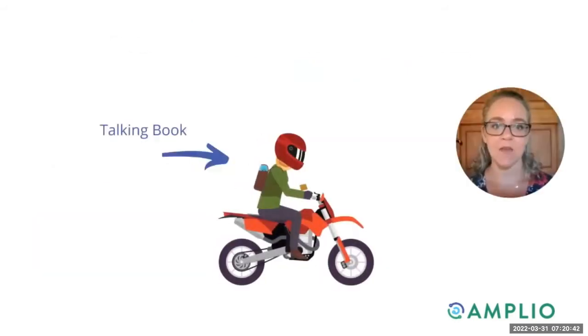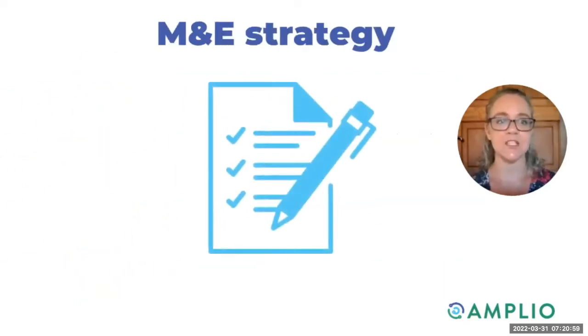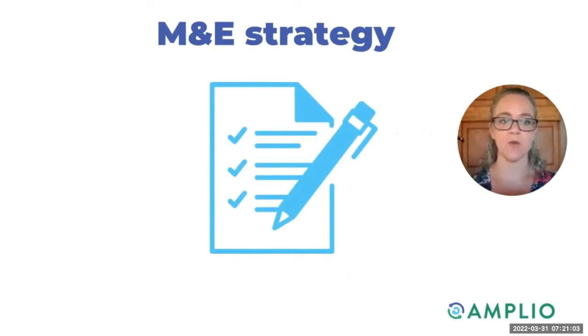We also decide how the talking books will be delivered into communities, through groups, community agents, or directly into households, or maybe a combination. Based on the program listening model, we develop an implementation plan, rotation schedule, and timeline. In addition, we develop a monitoring and evaluation strategy, considering how you will put talking book data to use.